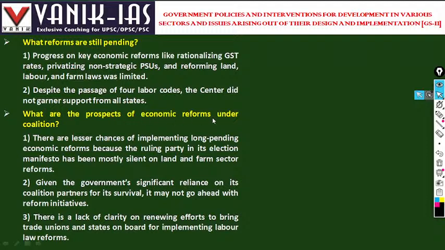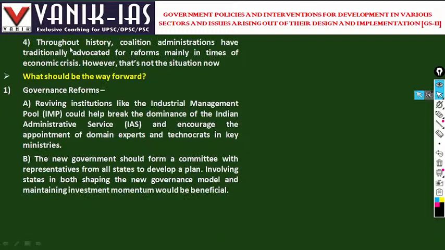What are the supposed economic reforms under the coalition? There are lesser chances of implementing long-pending economic reforms because the ruling party in its election manifesto has been mostly silent on land and farm sector reforms. Given the government's significant reliance on its coalition partners for its survival, it may not go ahead with the reform initiatives. There is a lack of clarity on renewing efforts to bring trade unions and states on board for implementing labor law reforms. Throughout history, coalition administrations have traditionally advocated for reforms mainly in times of economic crisis. However, that is not the situation now.